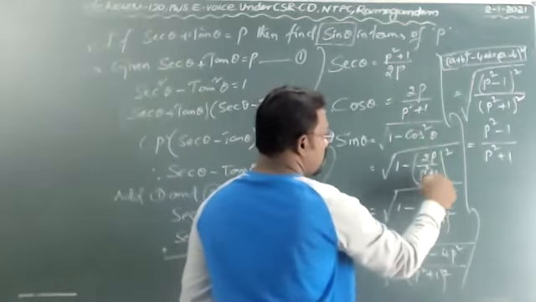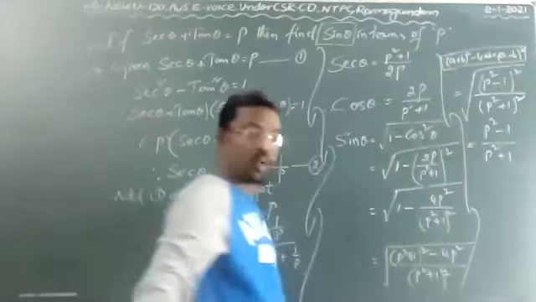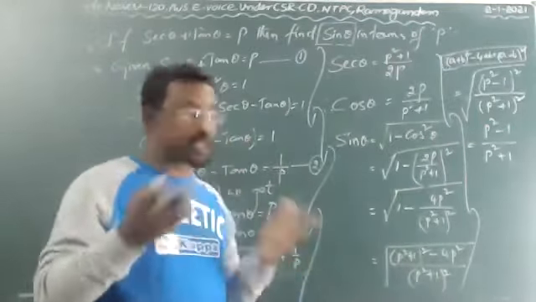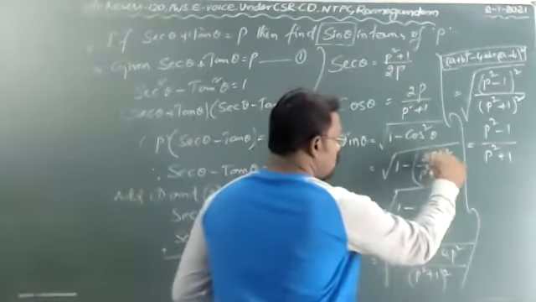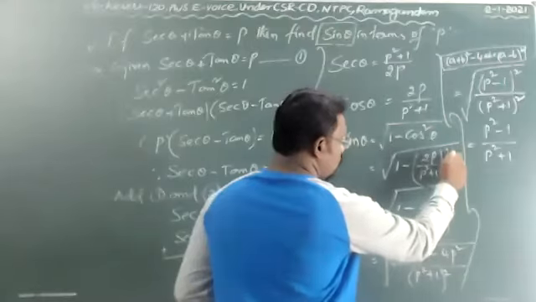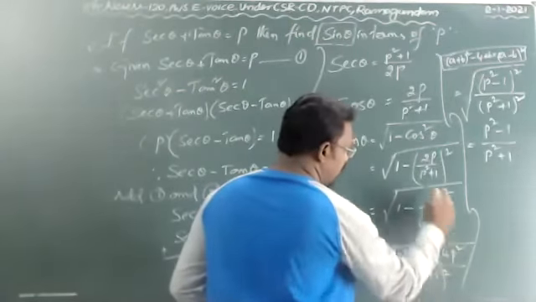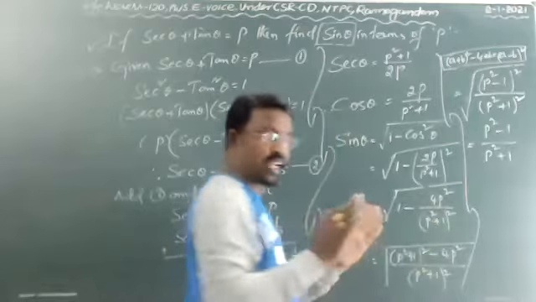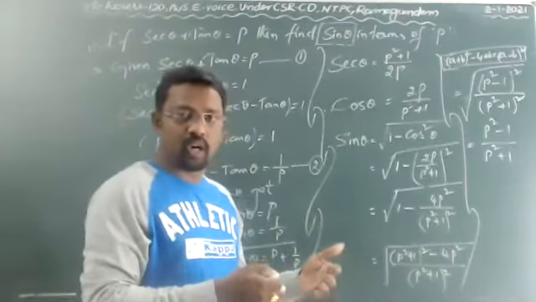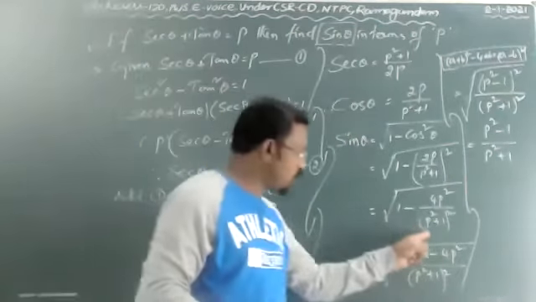That is 2p by p square plus 1, whole square. Expand that. So 2p whole square is nothing but 4p square. 2 2s are 4, p into p square. And p square plus 1 whole square, as it is I have written. Don't expand it because it is very easy to do it like that.